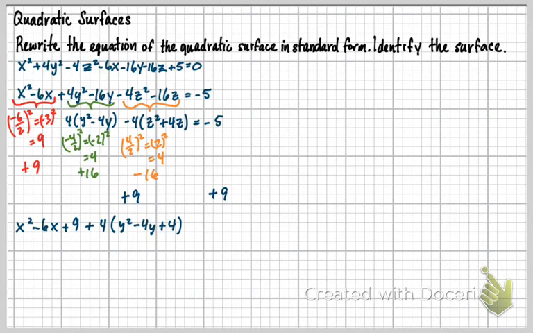Okay, so I do the same thing with the z's. So I have a negative 4 on the outside. I have a z squared plus 4z, and then plus 4 on the end. And that's going to equal negative 5. Okay, now what I'm going to do is have these all factored.